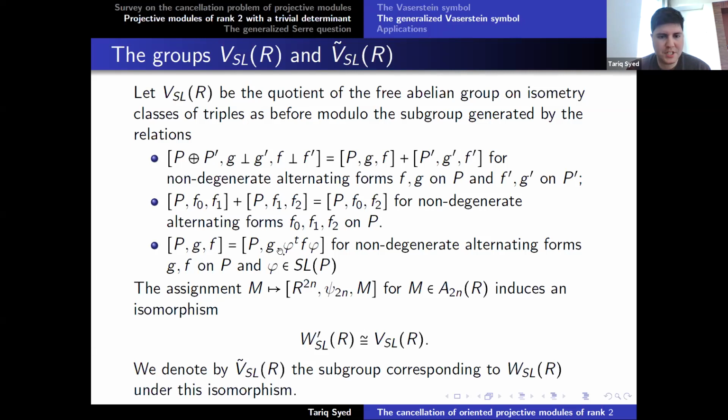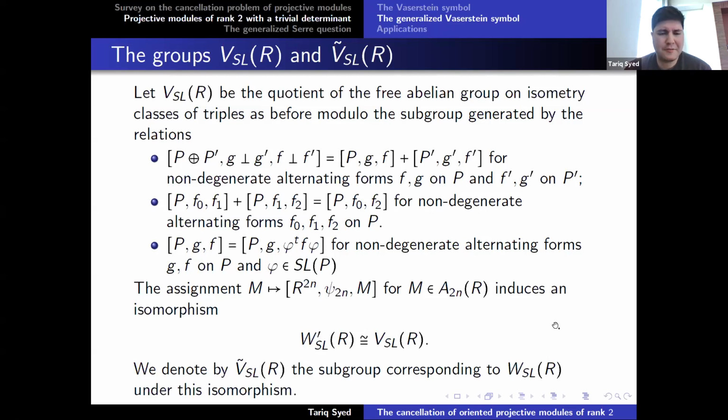So PGF is PG, and then any isometry induced by an automorphism of determinant 1 should be the same element. So that's the relation, just to make this isomorphism from the previous slide still well defined when we go modulo SL, basically. So the same assignment induces an isomorphism, and we have a Pfaffian homomorphism. So again, we denote by V tilde SL of R the subgroup corresponding to the kernel of the Pfaffian homomorphism. So yeah, we have just given a new presentation of WSL.